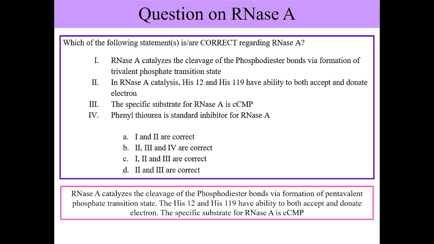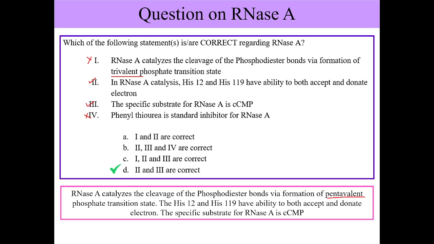Okay, so if you look here, the right answer is D. So 2 and 3 are correct. So these two are correct. 4 and 1 are not correct. So let us see why that is the case. RNase A catalyzes the cleavage of the phosphodiester bonds by the formation of pentavalent phosphate transition state. So they have mentioned trivalent here. That is not the case. It should be pentavalent, right?